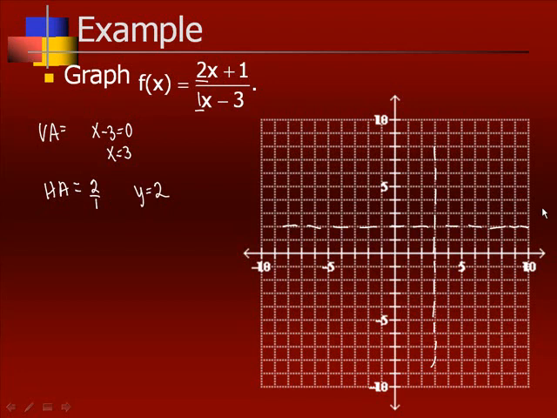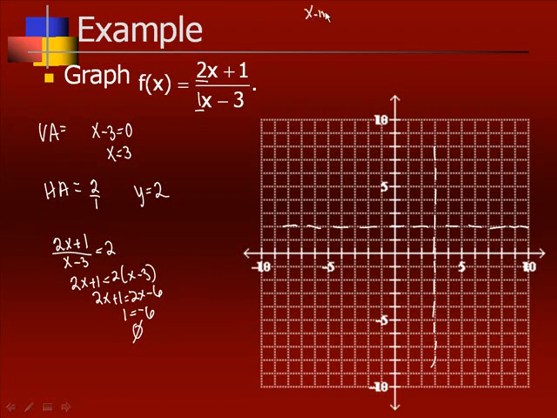Then we want to ask ourselves, will it cross the horizontal asymptote? Well, let's set it equal to 2. So we get 2x plus 1 over x minus 3 equals 2. Multiply both sides by x minus 3. So we get 2x plus 1 equals 2x minus 6. Subtracting 2x, we get 1 is negative 6. That has no solution, so it does not intersect that horizontal asymptote.